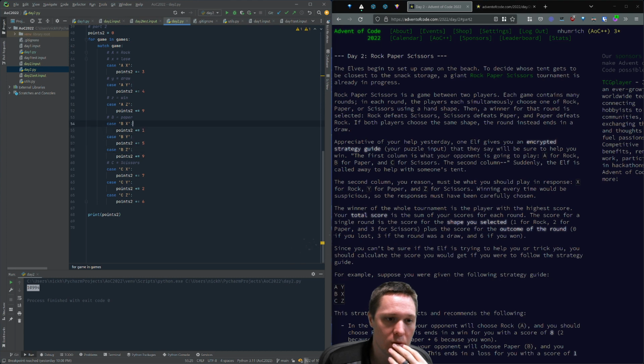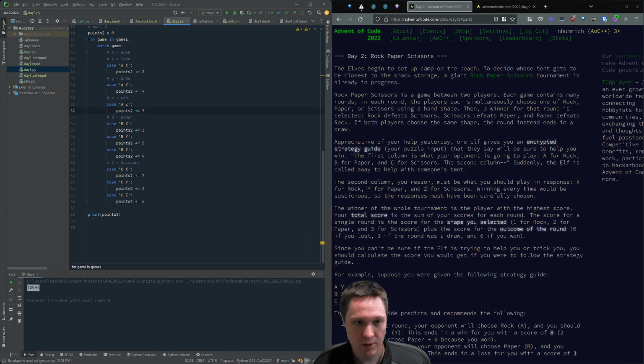So when they pick rock, we need to pick paper. This one's wrong. Paper is 2 points. So this is 8. X is lose. They picked rock. Yeah, I did this wrong. So if they pick rock and we lose, that means we did, yeah, that's right. Scissors, which is 3. Rock, which is 1 plus 3. Okay, that's right. Okay, so now we skip back to this one.